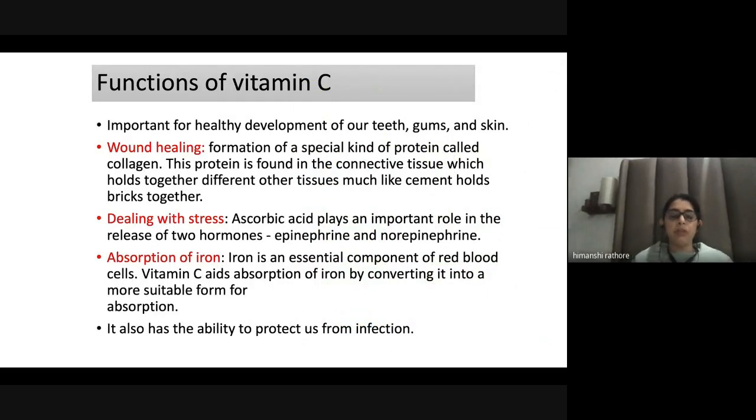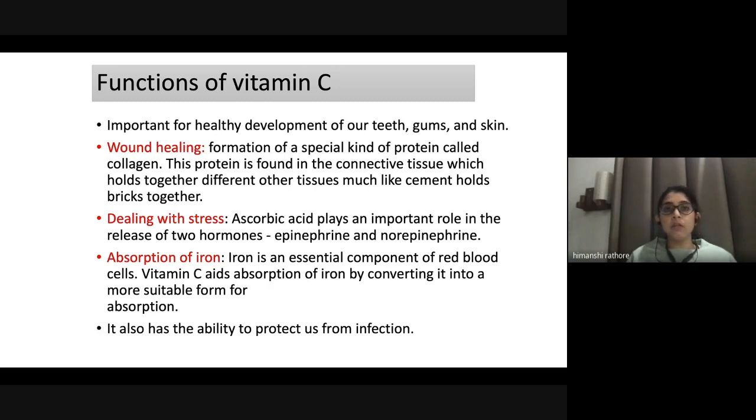Coming forward to the functions of vitamin C. Vitamin C is important for your teeth, gums, and skin. Teeth are important because they are required for chewing the food. So it is the first stage where digestion starts. If your teeth are not healthy, you won't be able to chew your food properly, and you won't be able to taste your food properly. So it is important for our teeth.